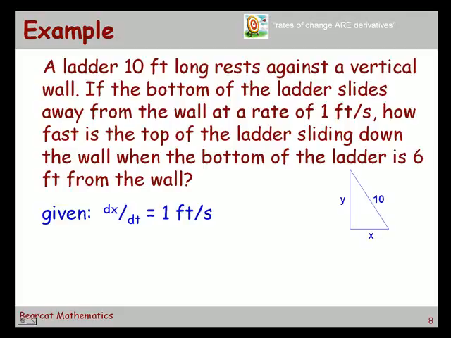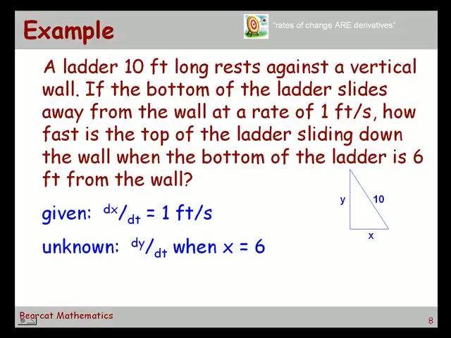dy dt at a specific instant, right? So dy dt when x is exactly 6. That's what we're trying to find. So when you do these, I think it's imperative, it's really critical, that you identify what you know and what you're trying to find. And these pictures come in a lot. They help a lot too.